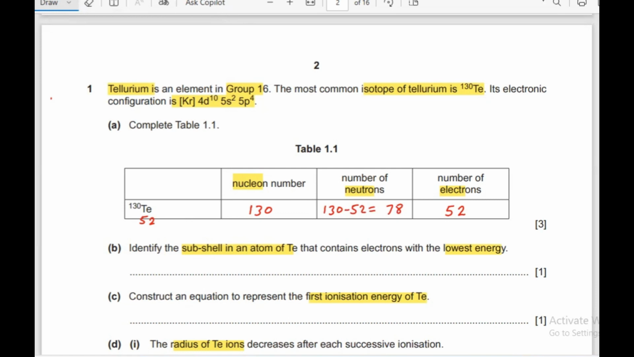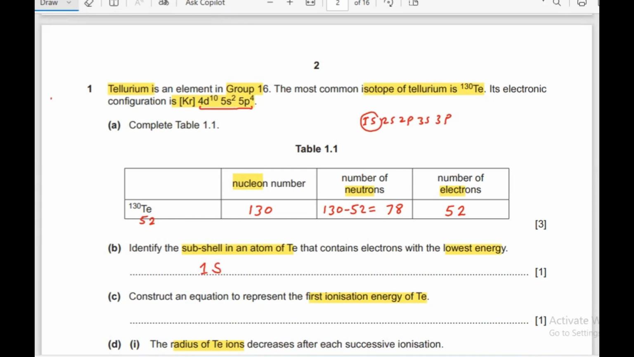Identify the subshell in an atom of Te that contains the electrons with the lowest energy. If we look at the electronic configuration, it starts from 1s, then 2s, then 2p, then 3s, then 3p. The energy of orbitals increases from left to right. So this is the lowest energy orbital, in which the first two electrons of tellurium are there. So this is 1s.